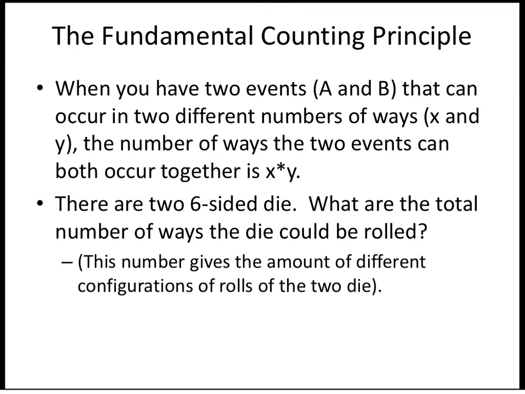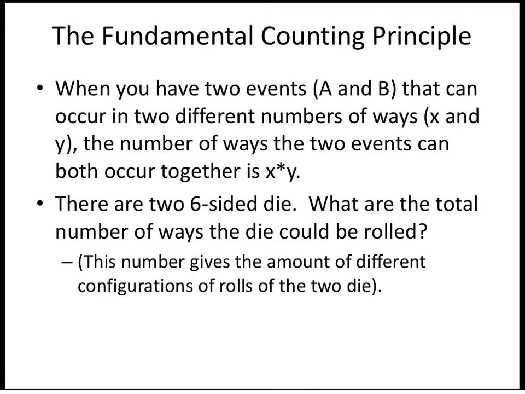So let's talk about the fundamental counting principle. Let's say that you have two different events, and we'll call this event A and event B, and they can occur in different numbers of ways. So A can occur X different ways, and B can occur Y different ways. The number of ways that the two events can both occur together is going to be X times Y. Now, let's give you an example to help you understand this.